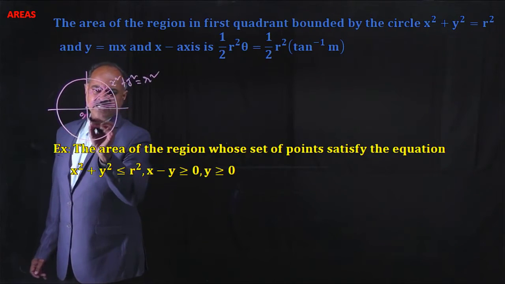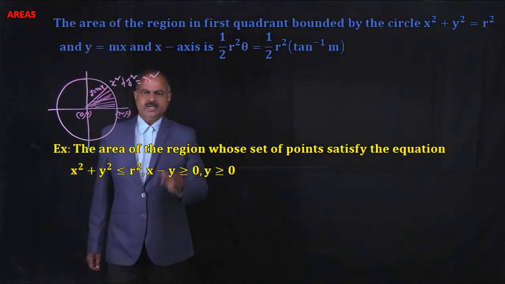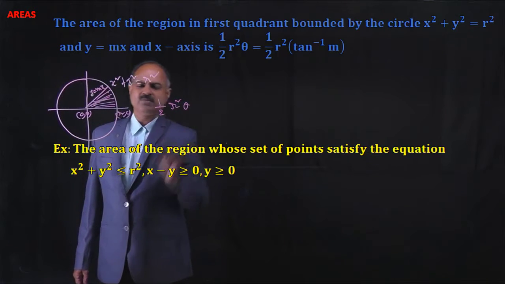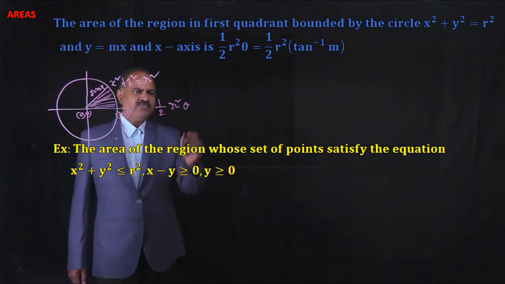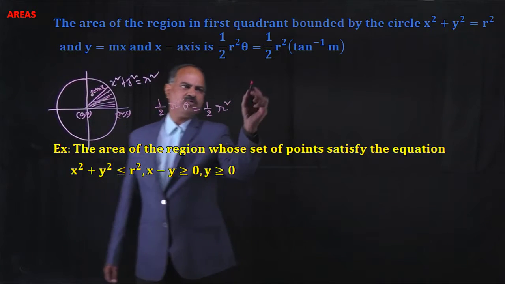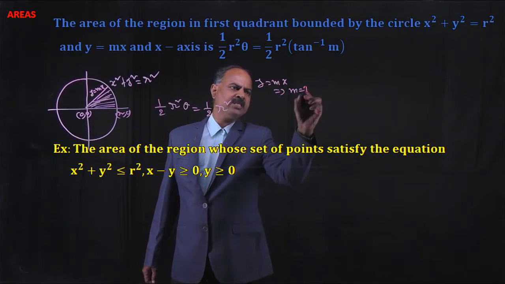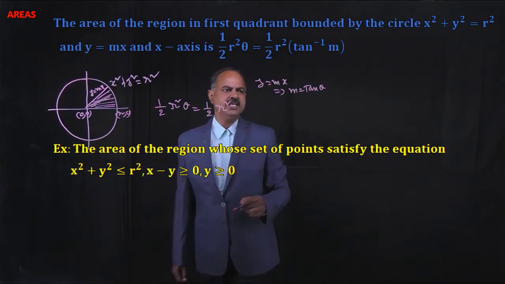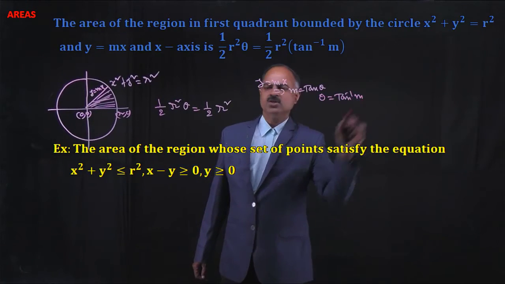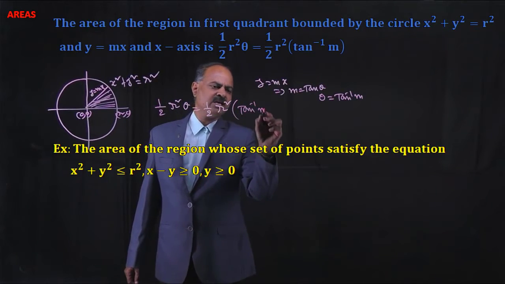So here the center is 0 comma 0, this is r comma 0. Now the area of the sector is equal to half into r square theta. Here y is equal to mx. So m is equal to tan theta. Theta is equal to tan inverse m. So that is half r square theta, where theta is equal to tan inverse m.